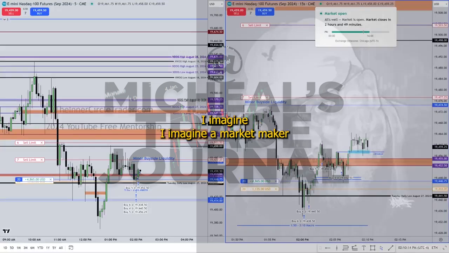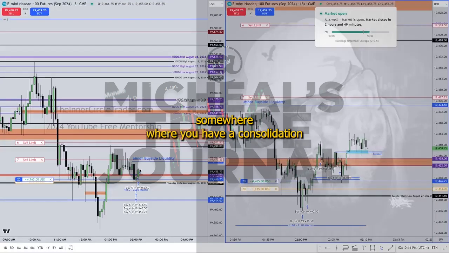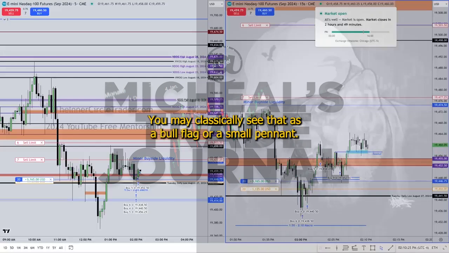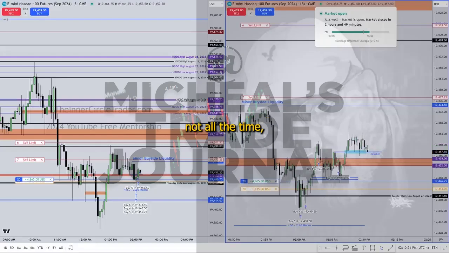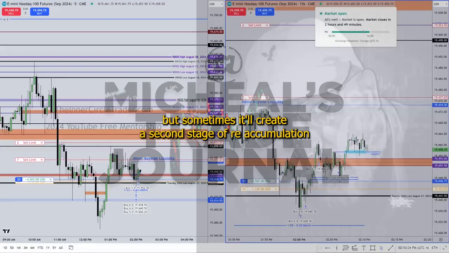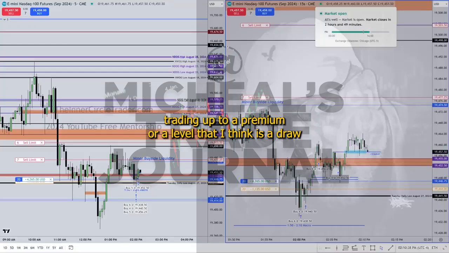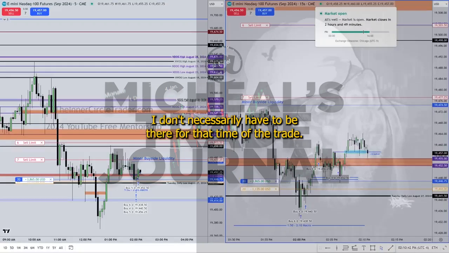Okay, imagine a market maker sell model where you have a consolidation and relative equal lows are formed, and it starts to rally up. It rallies up, it creates a little consolidation. You might classically see that as a bull flag or a small pennant. Then it rallies out of that, and maybe not all the time, but sometimes it'll create a second stage of reaccumulation, trading up to a premium array, a level that I think is a draw on liquidity. If I was bullish, I would reach for that. I don't necessarily have to be there for that time of the trade.